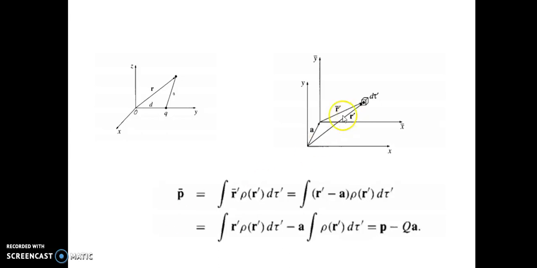Suppose we have the coordinate system like this, and suppose we displace the origin by an amount a. So suppose the initial dipole moment, we know that it is integral r prime rho of r prime d tau prime. So when we displace this, then the new coordinate system, it is r bar prime. So r bar prime is r prime minus a. So substituting r bar prime here.